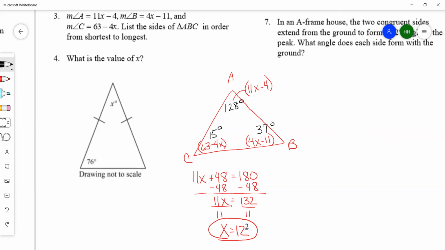List the sides in order from shortest to longest. The shortest side is going to be opposite the smallest angle. So here's your smallest angle, here's your shortest side. So your shortest side is AB. Your longest side is opposite the largest angle. So angle A is 128, and side BC is opposite of it. So which side is left? You got AB, you got BC, you got AC as the medium side.